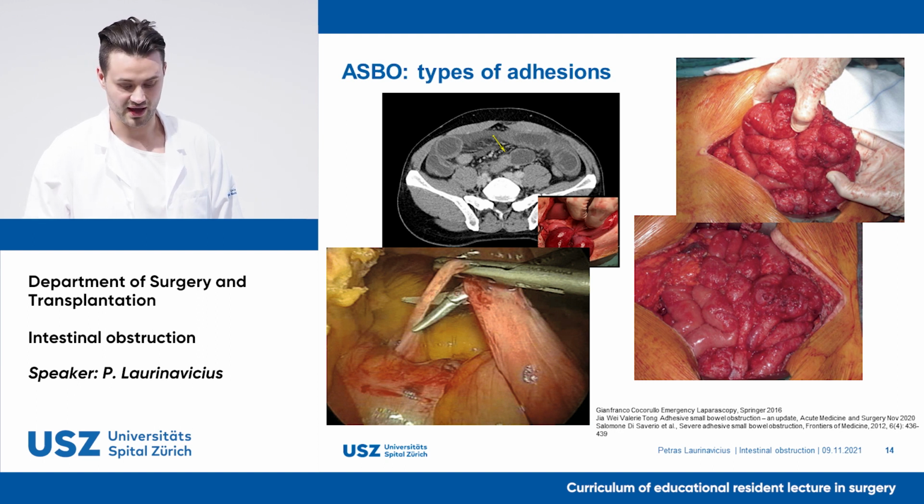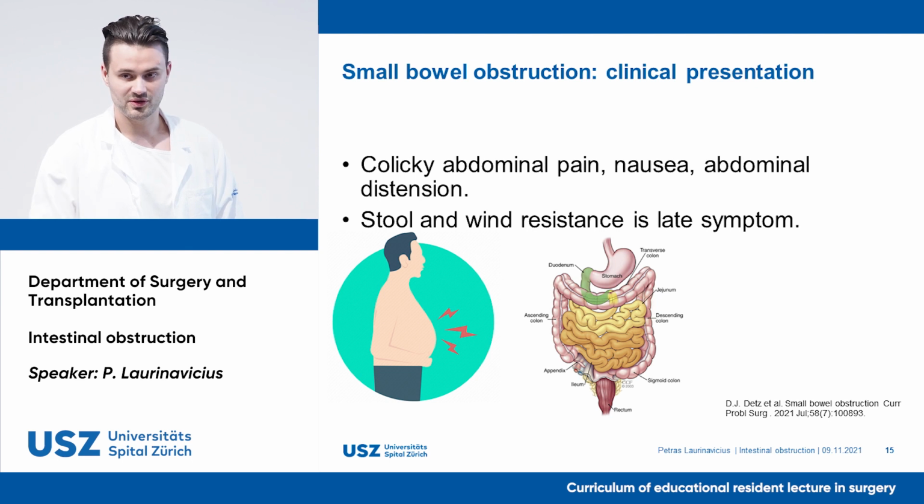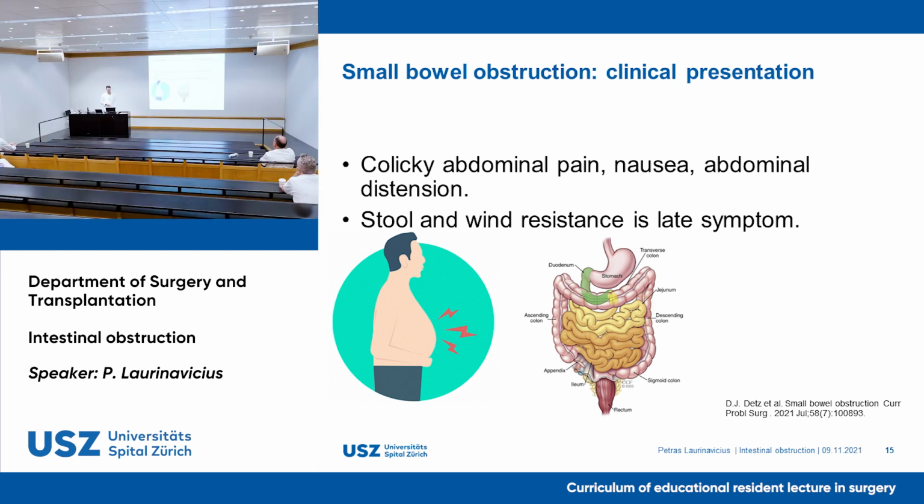cause of frozen abdomen. The clinical presentation of small bowel obstruction in general is colicky abdominal pain, nausea, and abdominal distension. It is a common misconception that patients with ASBO are not able to pass stool or wind. However, this is false because stool and wind retention is a late symptom, as diarrhea can be reported up to 24 hours because of increased peristalsis distal to the obstruction. And if the obstruction happens to be proximal, we can have enough bowel content left.